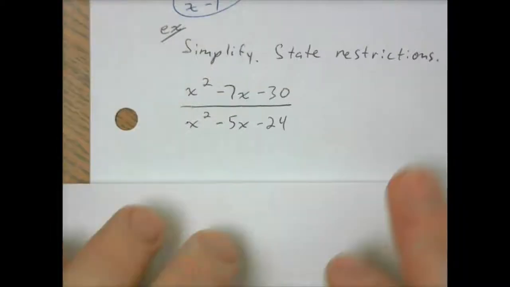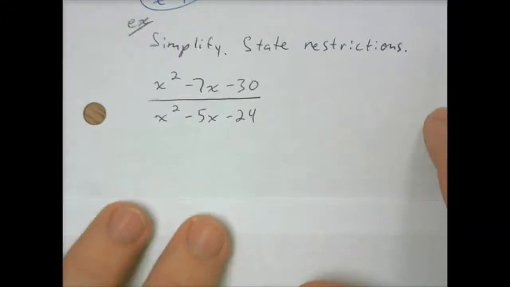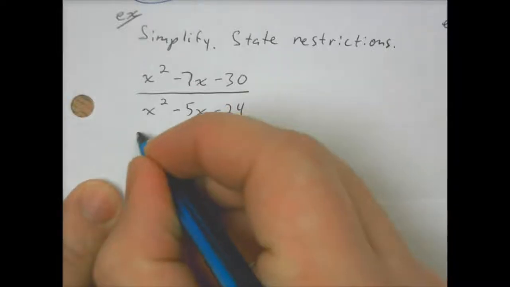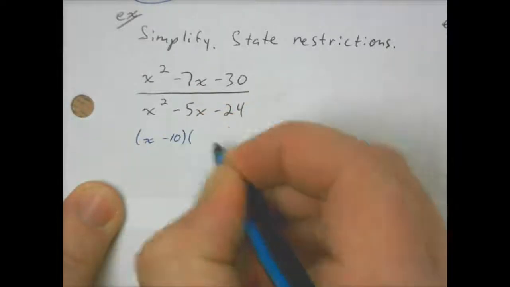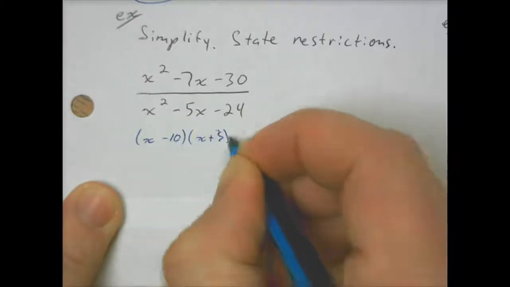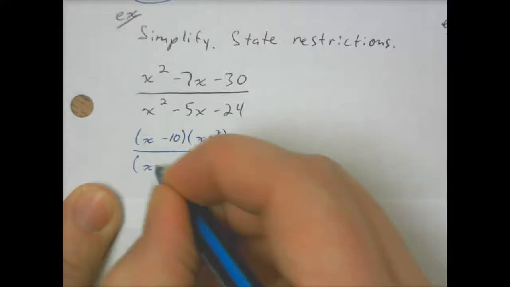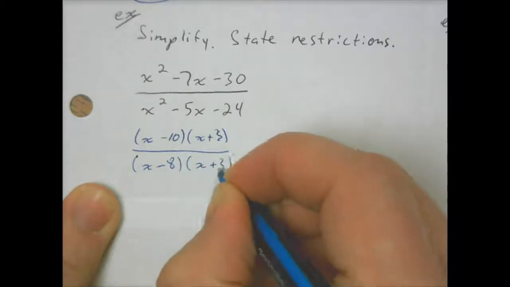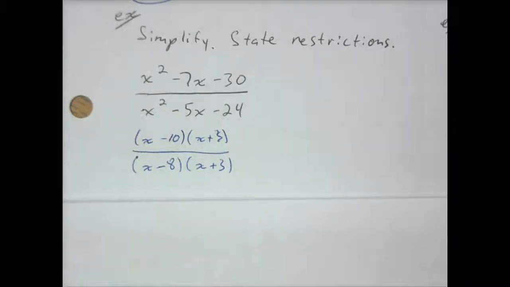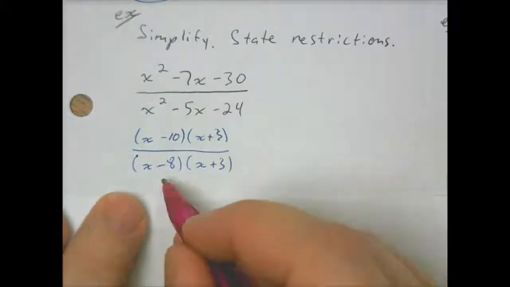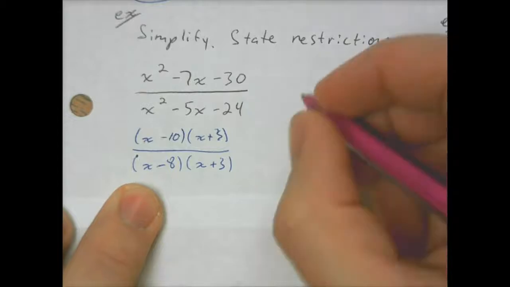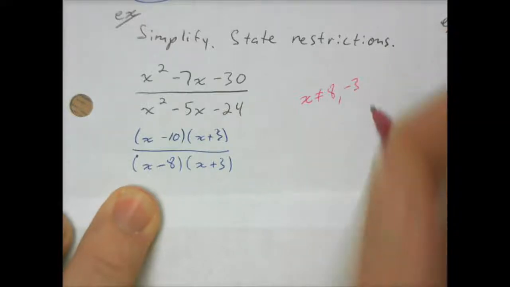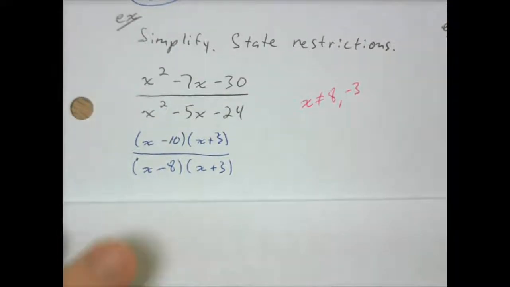Cool, moving on. The same thing: simplify and state any restrictions. Sometimes, to help yourself state the restrictions, it's easier to just factor the numerator and denominator as is. So if I factor these, it's x minus 10, x plus 3 in the numerator, over x minus 8, x plus 3. Now for the restrictions, I cannot set the denominator equal to 0. So these solutions down here, 8 and negative 3, cannot be equal to 0. So x cannot be 8 or negative 3. That's one way of doing the restrictions, and it also saves time because you're factoring at the same time.